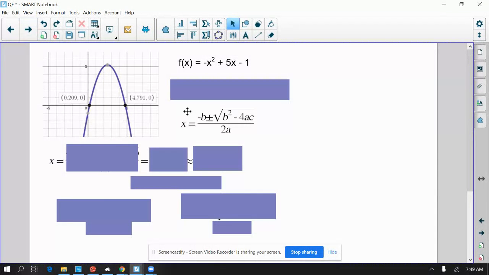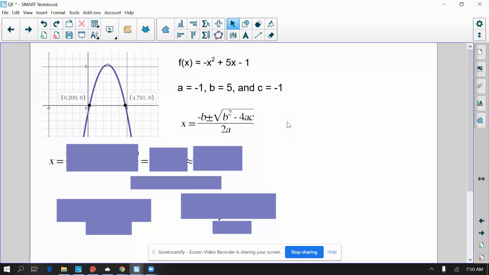Let's begin. Well, here I've got a quadratic, and there's no mystery what the zeros are. I can see them. One of the zeros is 0.209. The other one is 4.791. And here is the function that generates this parabola. But let's use the quadratic formula and see what we can see. A is -1, B is 5, C is -1.